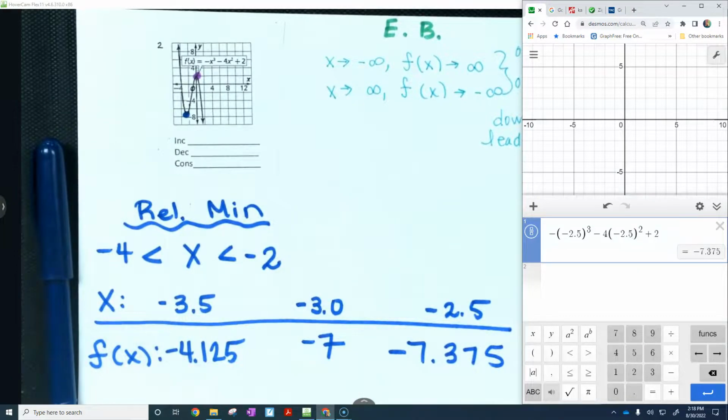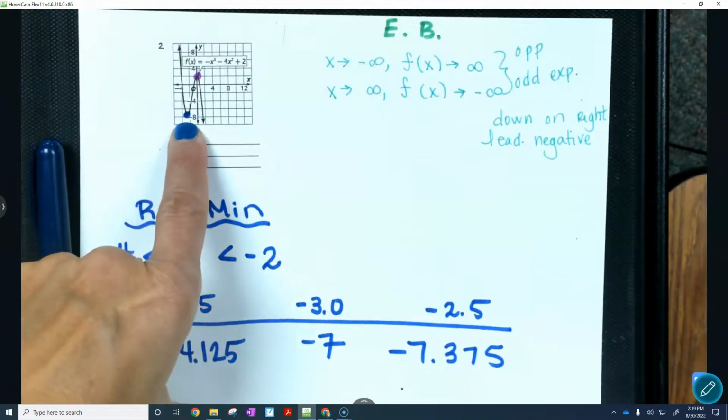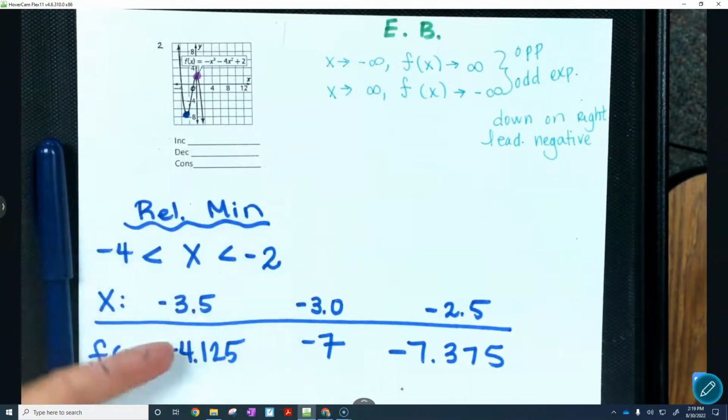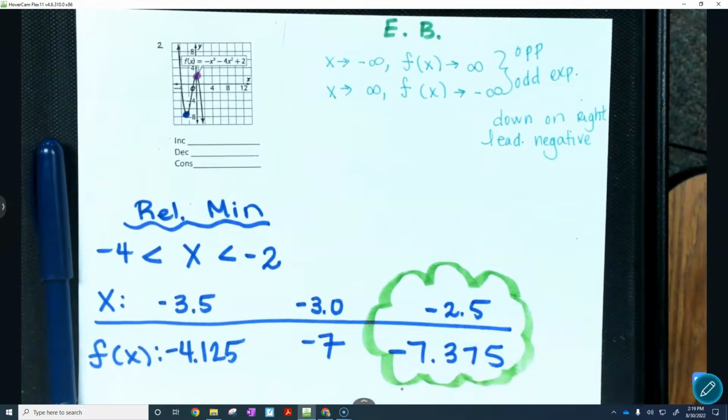Okay, let me get the Desmos off the screen. So here's my chart. Remember, it is a relative minimum. I know it's a relative minimum because it's a U. That's the bottom. Which one is the lowest value? Negative 4.125, negative 7, or negative 7.375? Guys, grab your highlighter and highlight this. Both of those numbers are so important, but we're just focused on the x's right now.